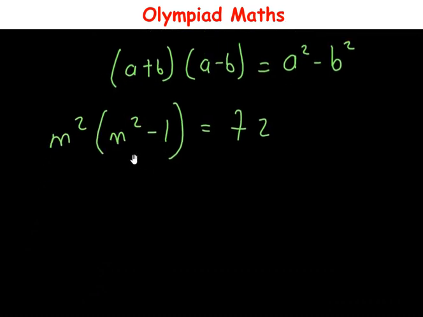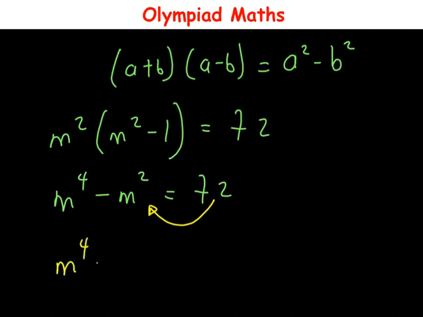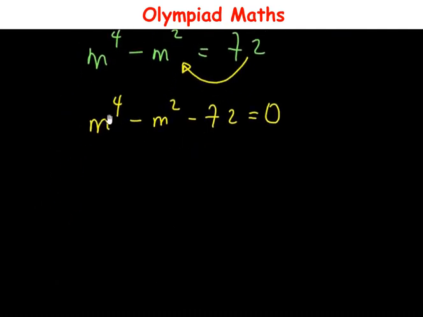From here, m squared will multiply the bracket. M squared times m squared is simply m raised to the power of 4. M squared times minus 1 is minus m squared. This equals 72. Then move 72 over to this side. We have m raised to the power of 4 minus m raised to the power of 2 minus 72. This equals 0. And with this, we can write m raised to the power of 4 as m raised to the power 2, raised to the power 2, since 2 times 2 gives us 4. Then minus m squared minus 72.